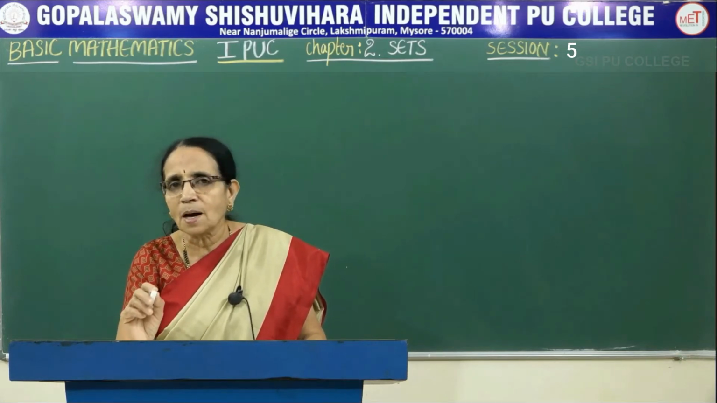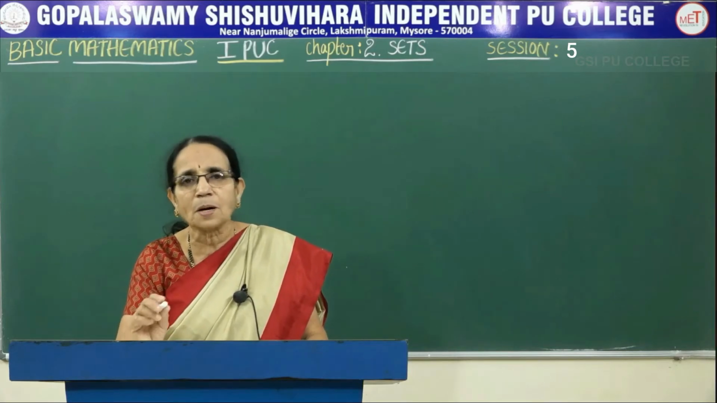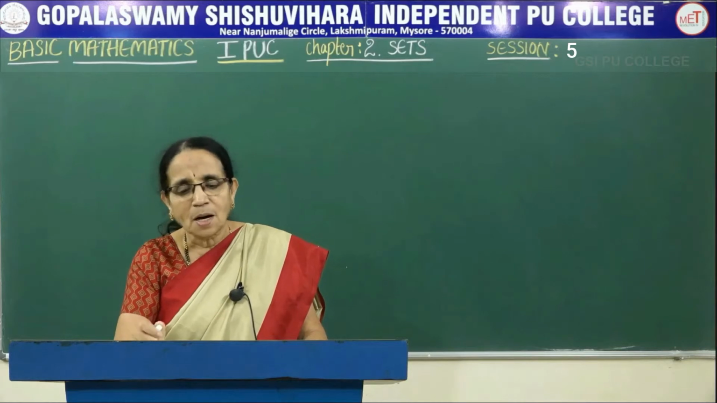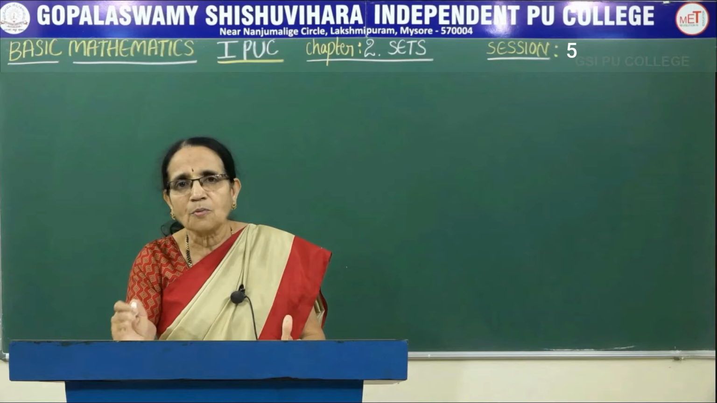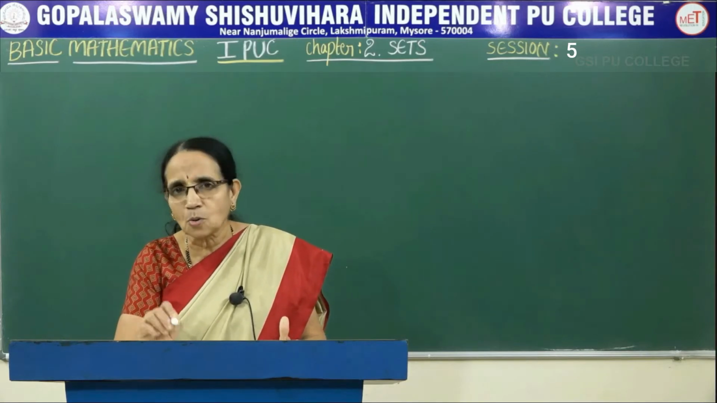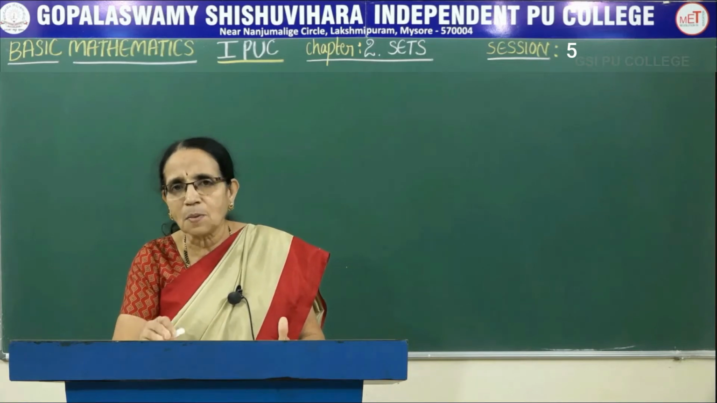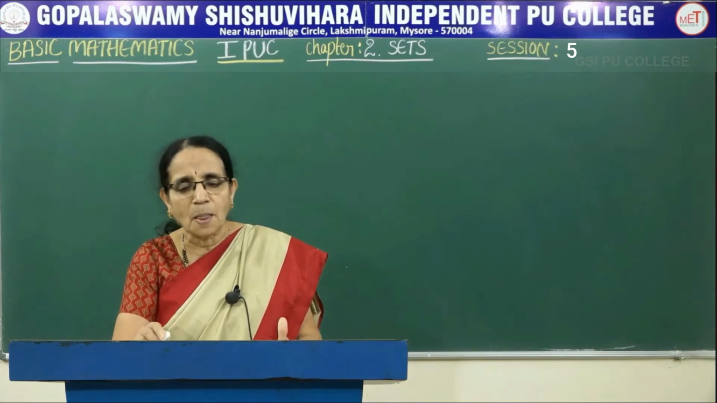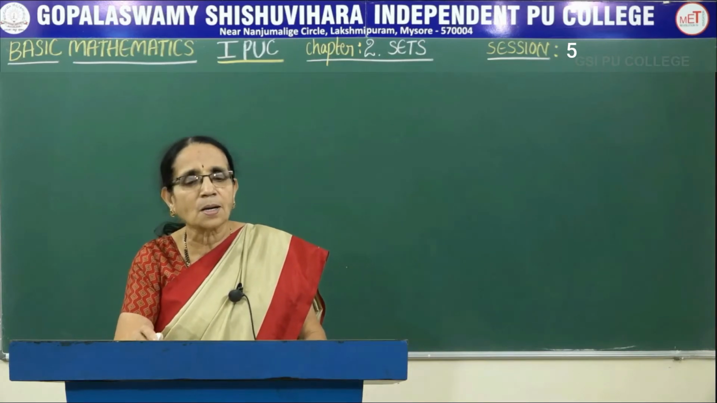Roster form is where we write the actual elements of the set. Set builder form is where we just mention the rule that has to be satisfied by all the elements of the set. We have worked out some problems in which we converted one way of representing a set to the other. If it is expressed in the roster form, we wrote the set builder form, and if it is in the set builder form, we wrote the roster form.